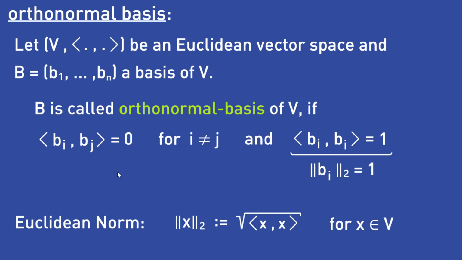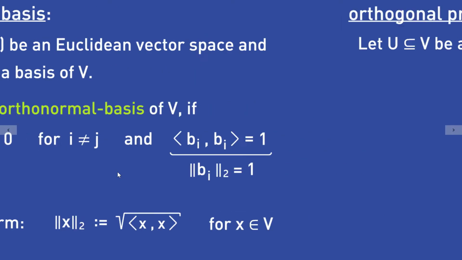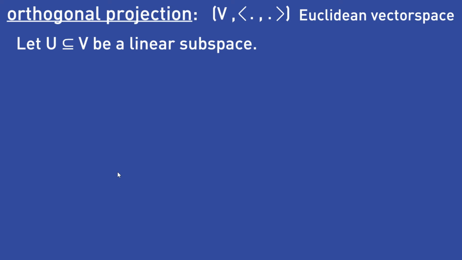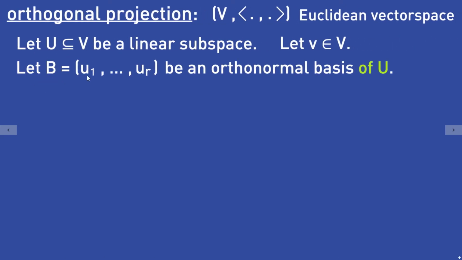Let's take a look at the orthogonal projection of a vector onto a subspace of a Euclidean vector space. Let V be a Euclidean vector space. Let U be a linear subspace of that vector space V. Let B equal u1 to ur be an orthonormal basis of the linear subspace U. So B is an orthonormal basis of U, not of V. Let small v be a vector in the vector space capital V.